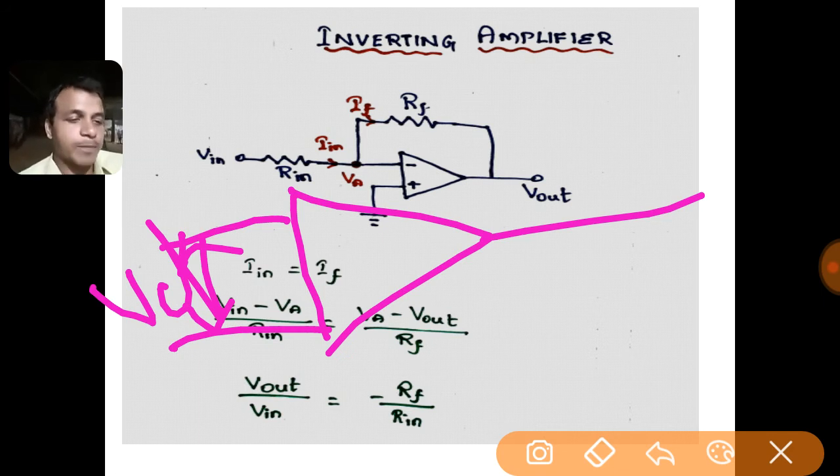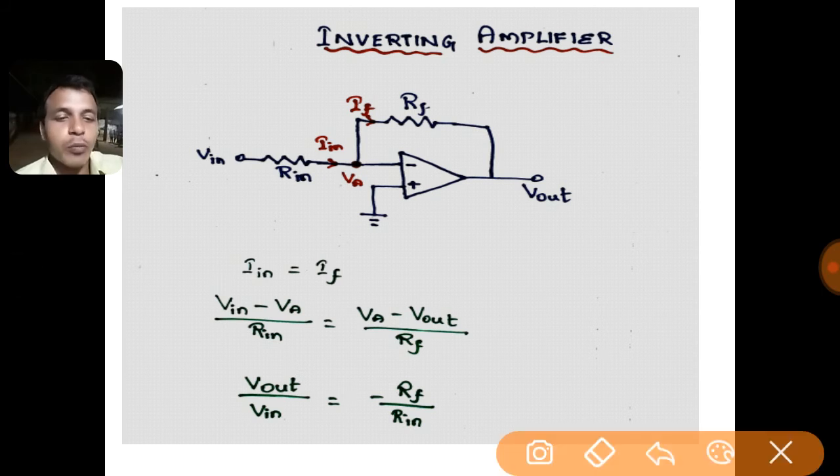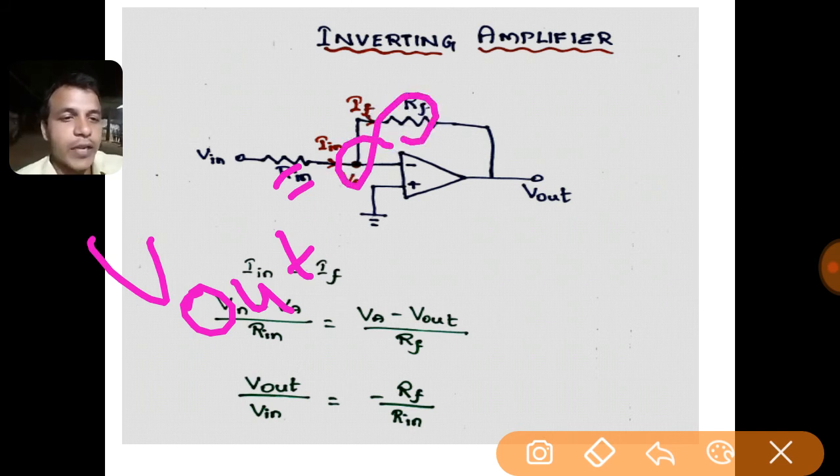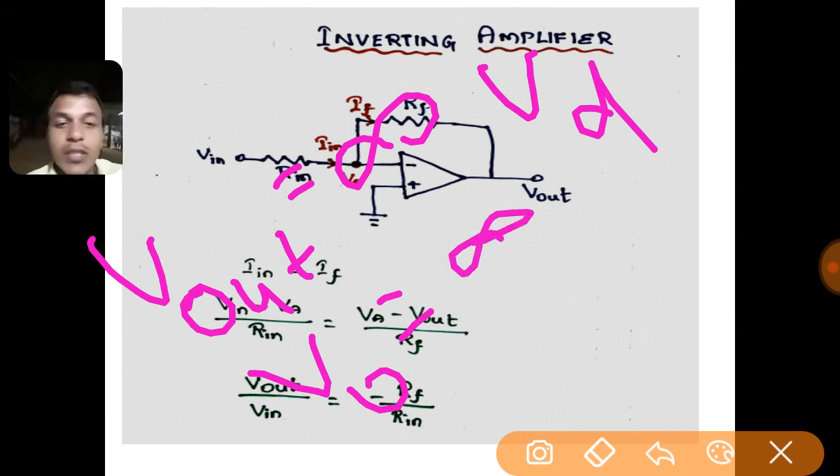Now what happens, since the gain is infinity, the output voltage given by the operational amplifier is V out equal to infinity into the difference between the two input terminals, VD. So obviously V out becomes infinity. So this is for an ideal operational amplifier. Let us consider a practical operational amplifier.